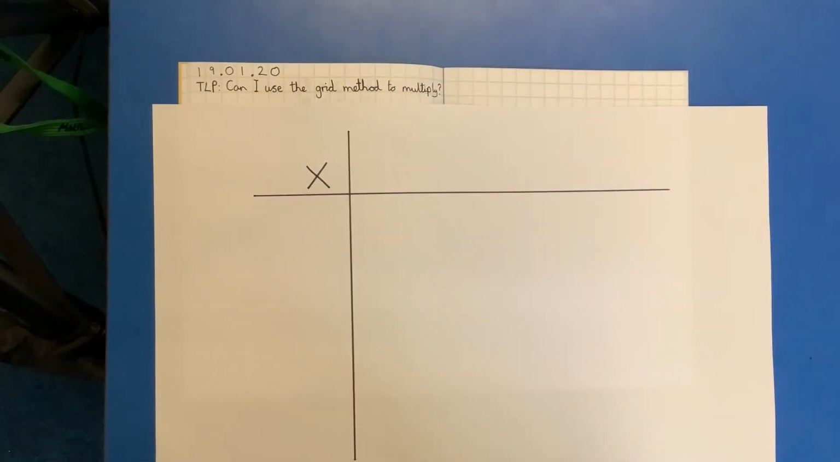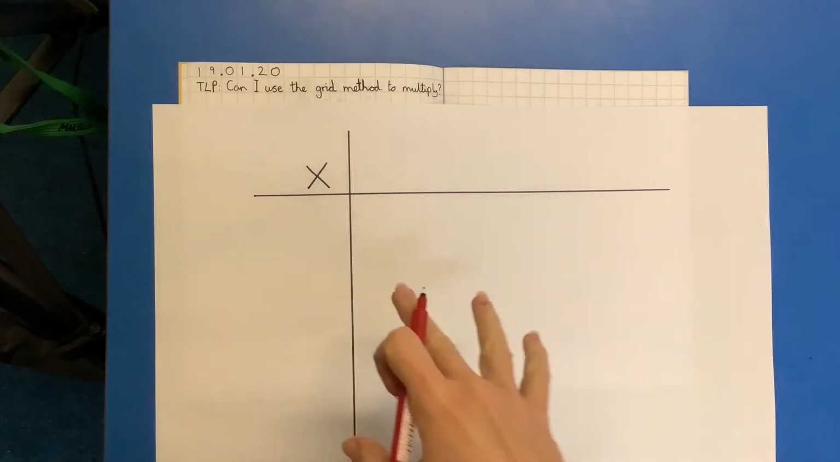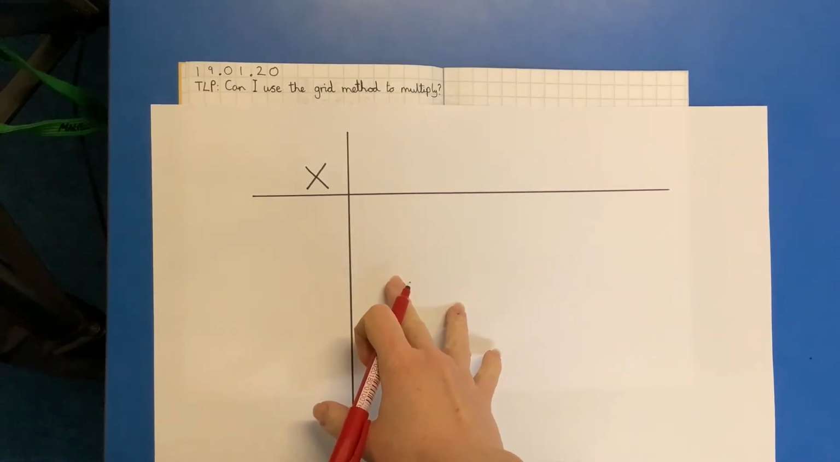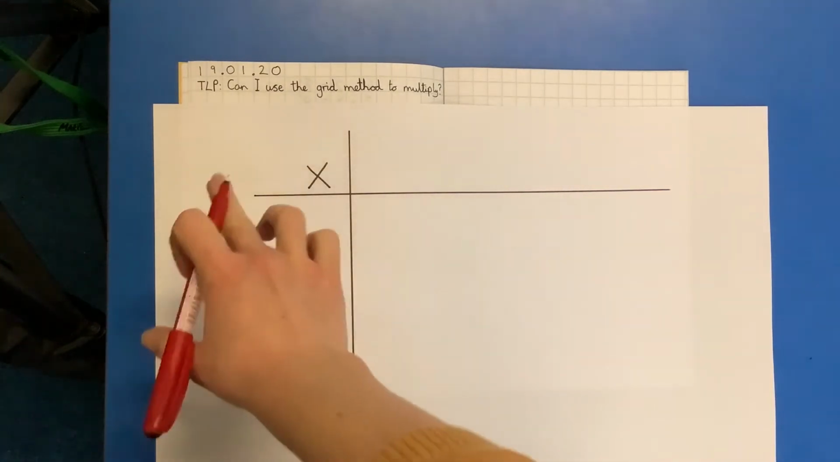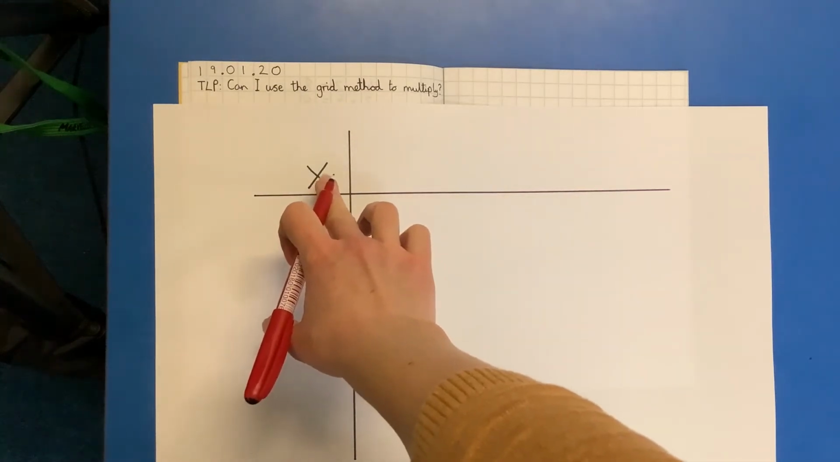So our TLP for today is, can I use the grid method to multiply? And today we're going to start using numbers rather than drawing arrays. So we're moving on to the next step of our grid method. So if you remember from yesterday, we have our grid using the multiplication sign here.